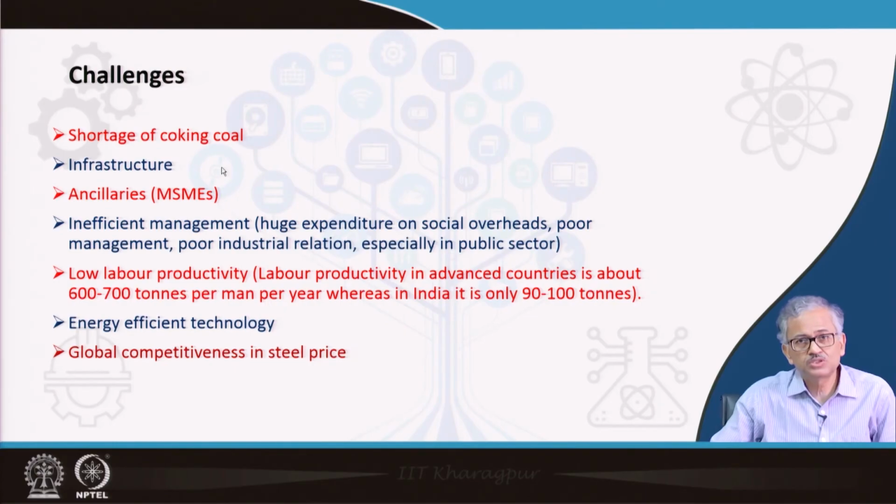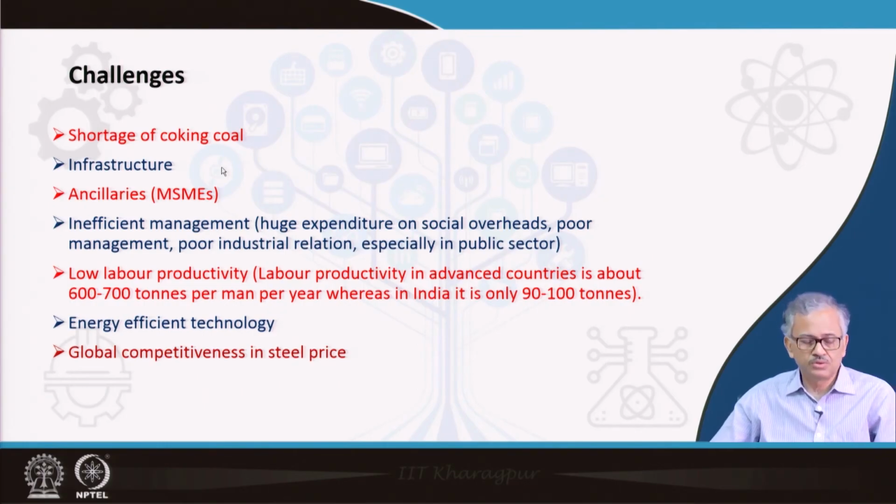Ancillaries like MSME have to develop, because we have to develop an ecosystem with the integrated steel plant and the MSME. So, with a give and take policy, the MSME will take the steel plates, they will produce the product, sell in the market, and they also supply a lot of ancillary products to the steel industry. So, MSME has to be developed.